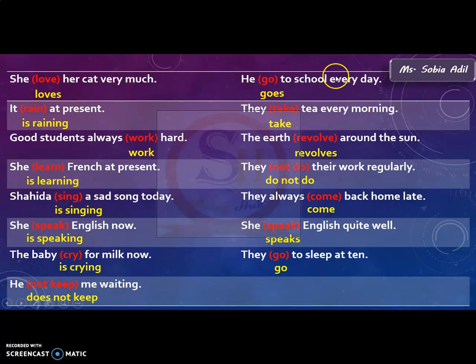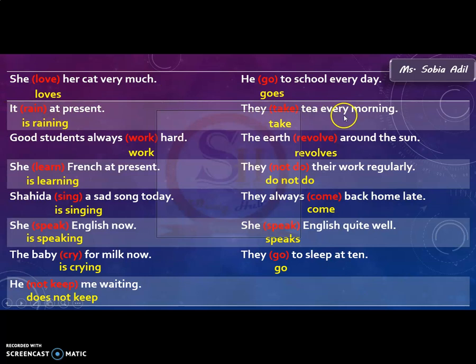Next one is: he go to school every day. Every day is again telling you that it can be indefinite tense. So you need to write es with go, because it's third person singular. He goes to school every day. Next: it rain at present. Now at present is telling you that the action is going on at present time. So it can be present continuous tense. You need to write is raining by cutting this one. It is raining at present time.